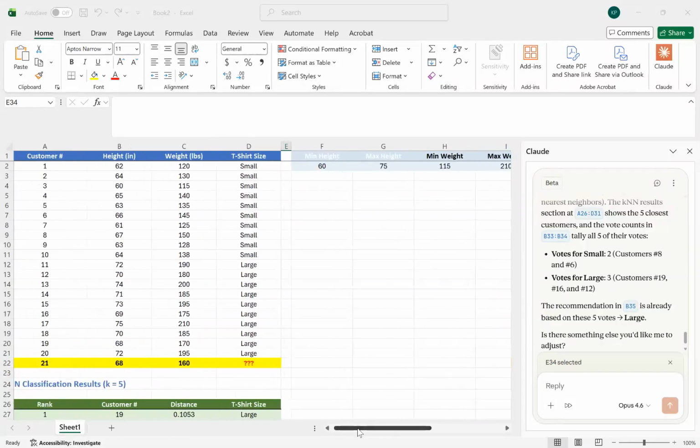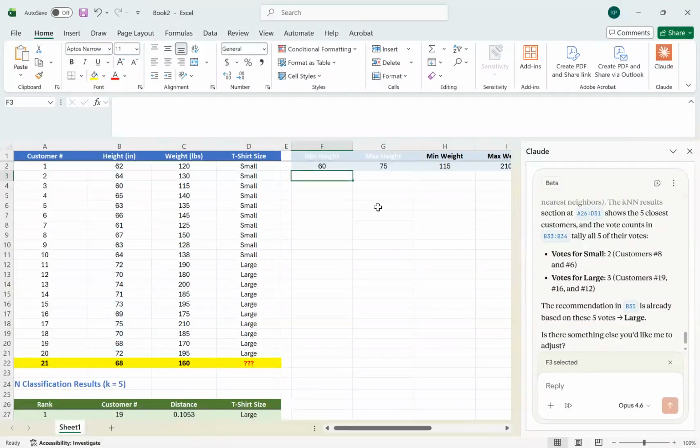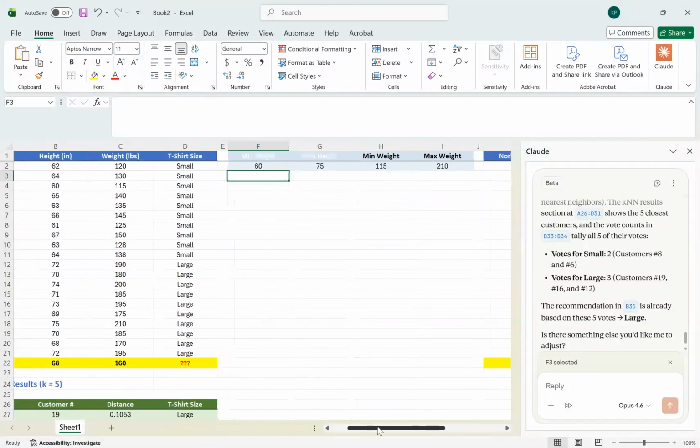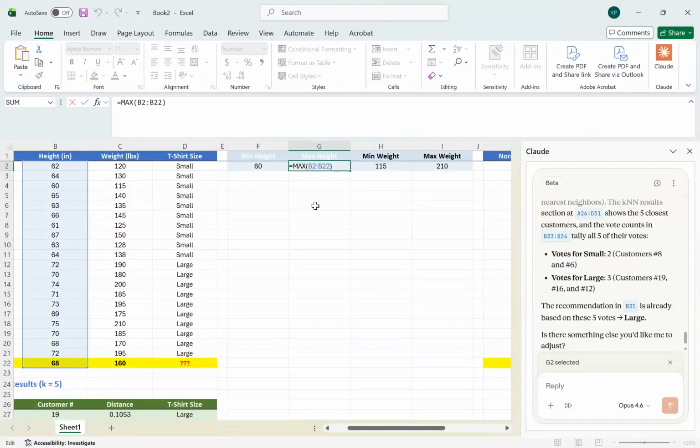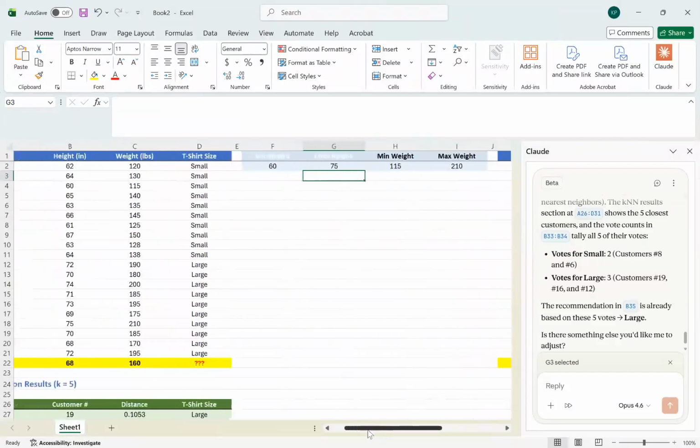First, it identified the lowest height, 60, using the min function, including the 21st customer. It has included that in the min function, and we'll talk about why that is very soon. And then max height, min weight, and max weight. So minimum height, maximum height, minimum weight, and maximum weight. It used the min and max because eventually we'll need them to standardize these values.